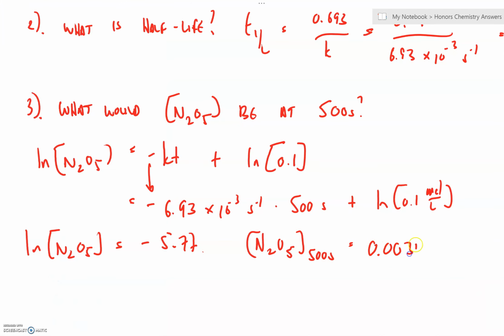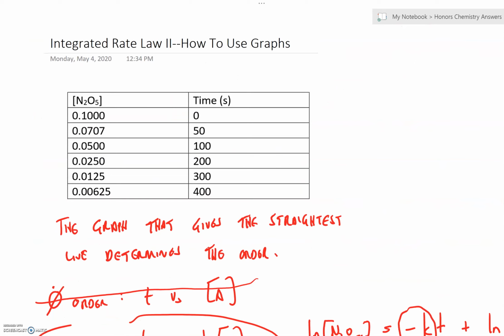Does this answer, 0.00313, and we'll put our units back in, does this make sense that it would be 0.00313 moles per liter at 500 seconds? Well, at 50 seconds, 0.0707. At 100 seconds, 0.05. At 200 seconds, 0.025, 0.0125. Here at 400 seconds, 0.00625. So 0.00313 lines up perfectly. That is integrated rate law, ladies and gentlemen. I'm going to stop this here, and in the next segment, I will show you how we do zero order and second order.